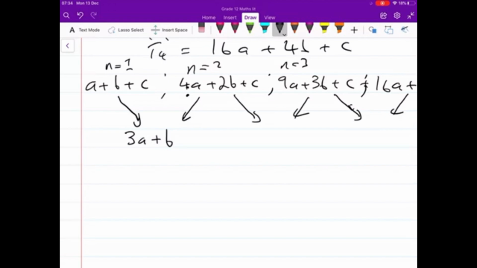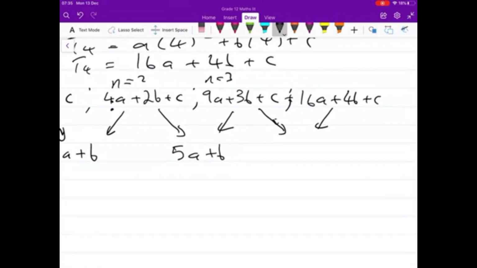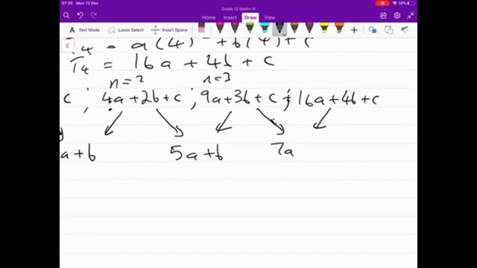Okay. 9a minus 4a, it is 5a. 3b minus 2b, it is b. C minus c, it is 0. All right, 16a minus 9a, it's 7a. Okay. 4b minus 3b, it's actually b.